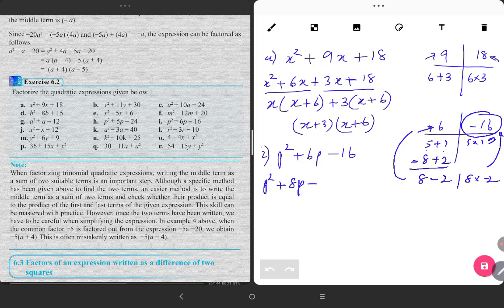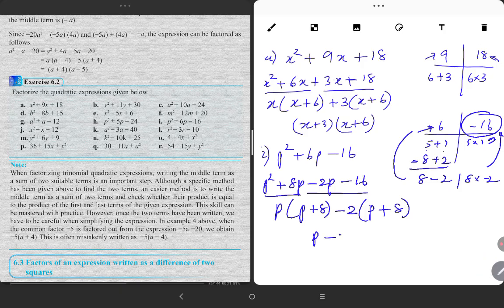8p minus 2p minus 16. Here we can take p out of these two. So then it becomes p plus 8. Out of this, we take minus 2 out, then p plus 8. So the answer for this is p minus 2 times p plus 8, taking p plus 8 out, right? So that way we can do it.